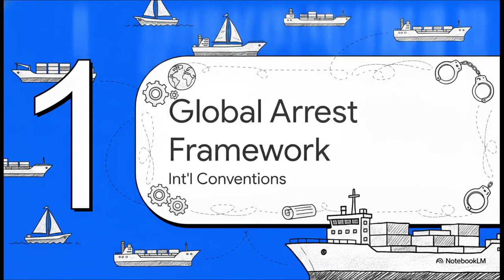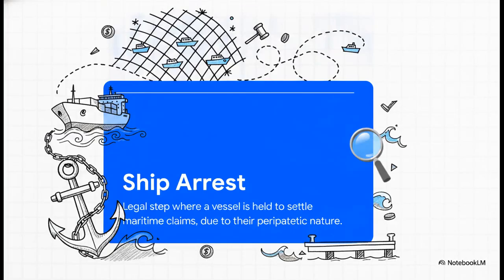Section 1. The Global Arrest Framework, focusing on international conventions. To kick things off, let's establish exactly what a ship arrest actually is. Think of it as the ultimate legal net. It's a formal legal step where a vessel is detained by court order to secure a maritime claim. We're talking about things like unpaid crew wages, salvage costs, or damage caused by the ship itself.